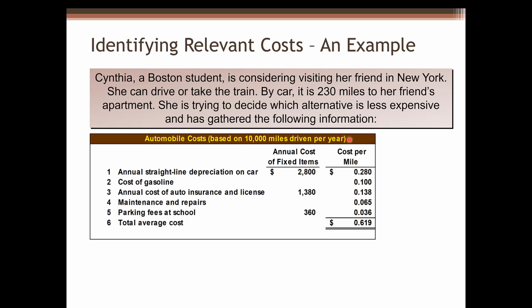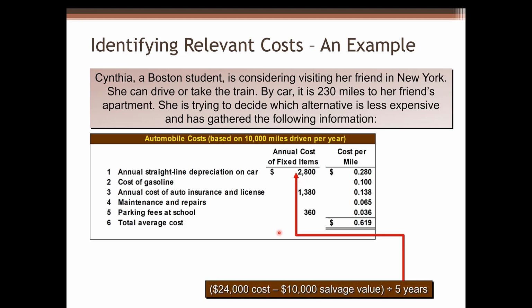Let's take a look at automobile costs based on 10,000 miles driven per year. It shows annual cost of some fixed items, and we can calculate the cost per mile. For number 1, annual straight-line depreciation on the car, total cost $2,800. The annual straight-line depreciation is calculated by $24,000 total cost of the car minus $10,000 salvage value, divided by useful life of 5 years, and we can get $2,800.